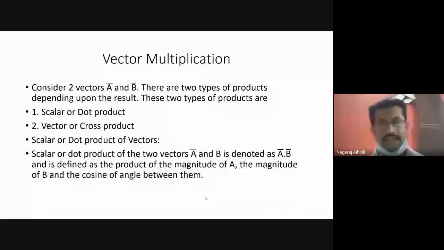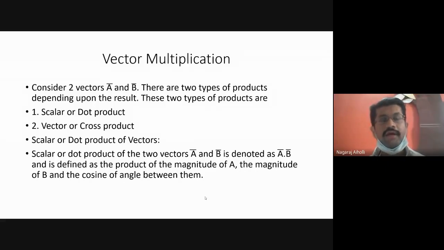Now depending upon the type of the result, there are two types of products. The first one is called scalar product or dot product, and the second one is called vector product or cross product. These topics you might have studied at first year level. So based on the result of multiplication of the two vectors, we have two types of products: scalar product or dot product, and vector product or cross product.